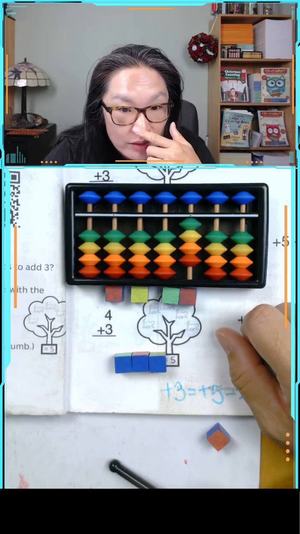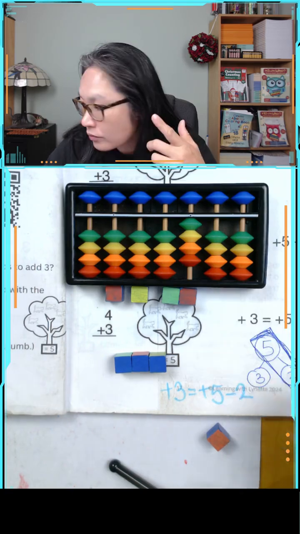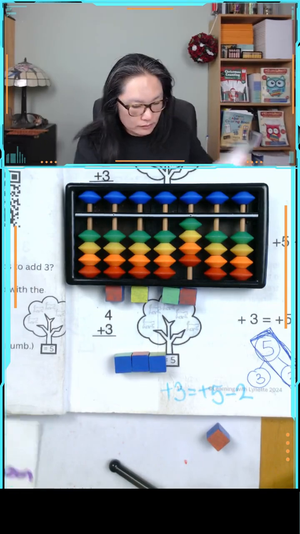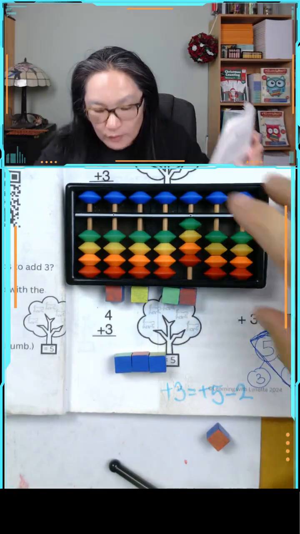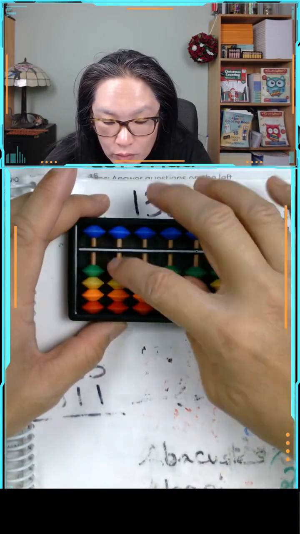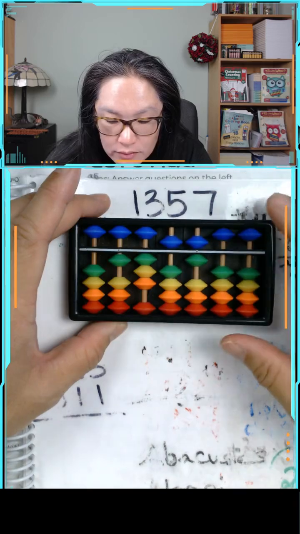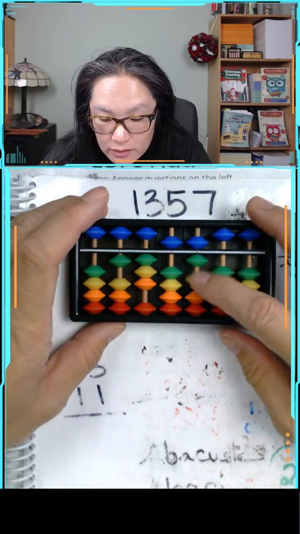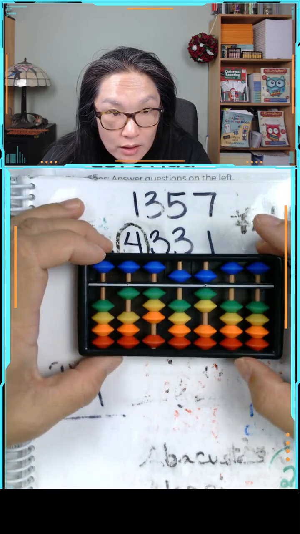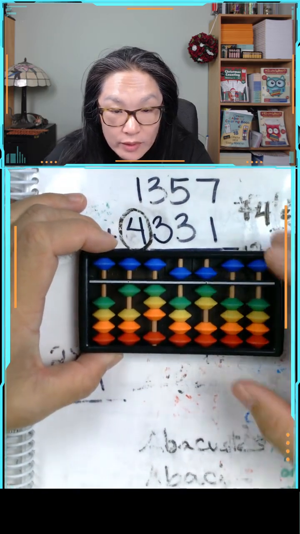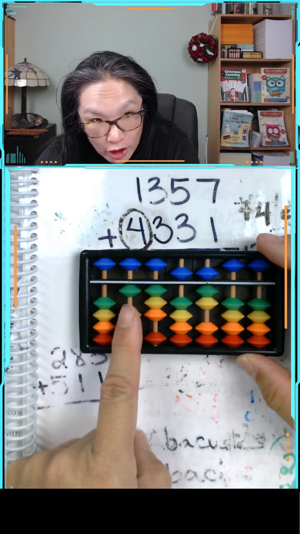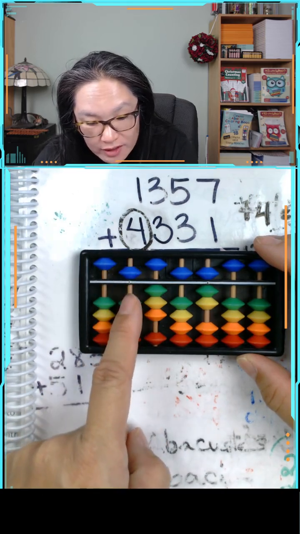How can they visualize when they go bigger than single digits? Oh, easy. Here's a bigger number. So we have 1, 3, 5, 7. 1,357. Guess what? I'm going to add 4,331. Same thing. Can you add the 4 here? We're looking at our number. Can you add the 4 here? No. What do you do? Plus the 5 minus the 1.